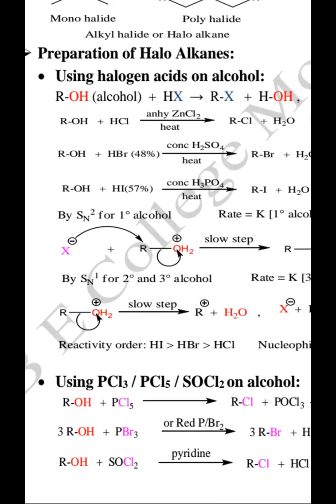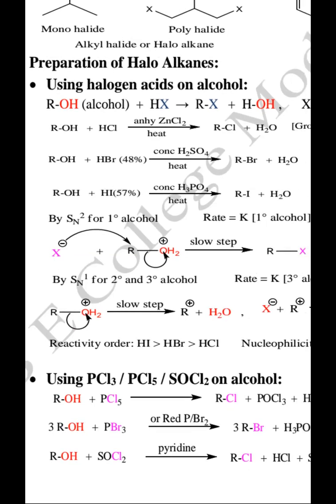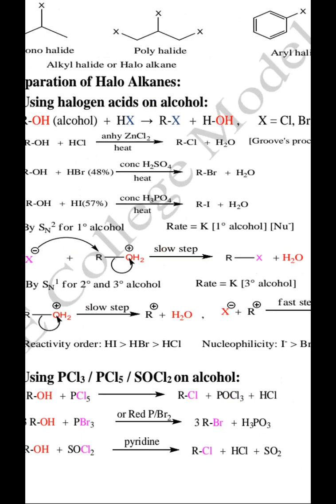It occurs in two ways, either via SN2 or via SN1. In case of SN2, the reactant molecule is generally a 1 degree alcohol. It takes place in one step only. You can see the step here.